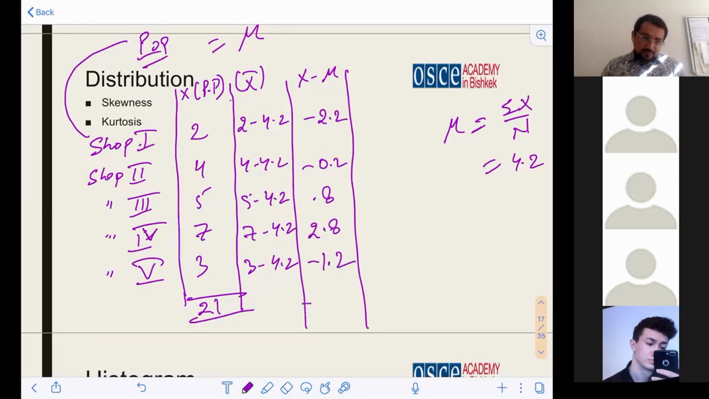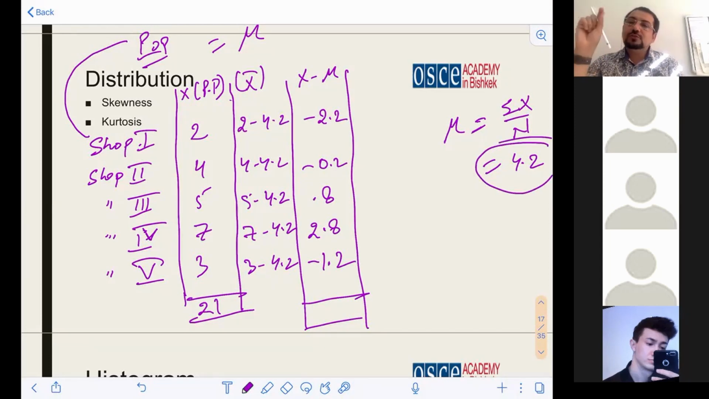Now, if you actually calculate the total of this, what do you find? If I want to know, hey, on average the price of pizza was 4.2, I want to know on average how much you are deviated from the mean. So for this, we have to add, and then divide by 5, because there are how many observations? 5 observations.